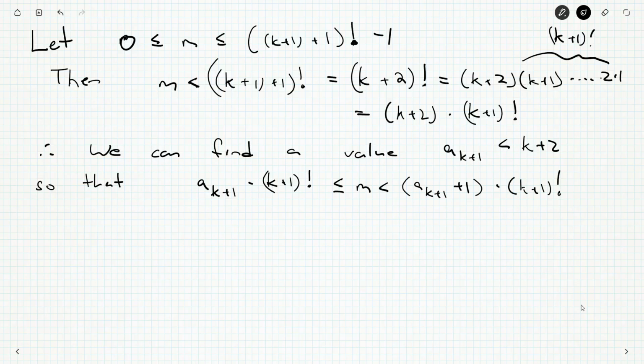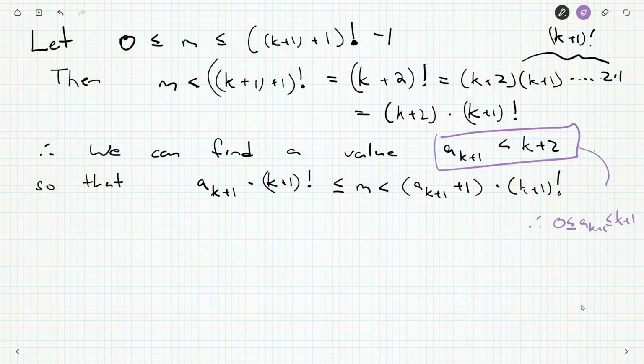Okay. So that's good. And let's just use a little bit of color because I've been doing a lot of writing. Let's just explain that, therefore, this ak plus 1, if it's going to be less than k plus 2, then it's got to be less than or equal to k plus 1. Ooh, that's that condition that ai has to be less than or equal to i.